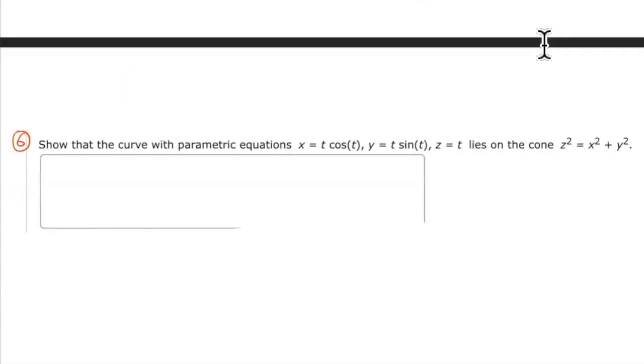So for the curve with this line on the cone, how do you show this? Now remember, with this type of problem, when you do a proof, you can actually put anything and still get credit. But it's good that you know how to prove. That's why I put this kind of problem there.